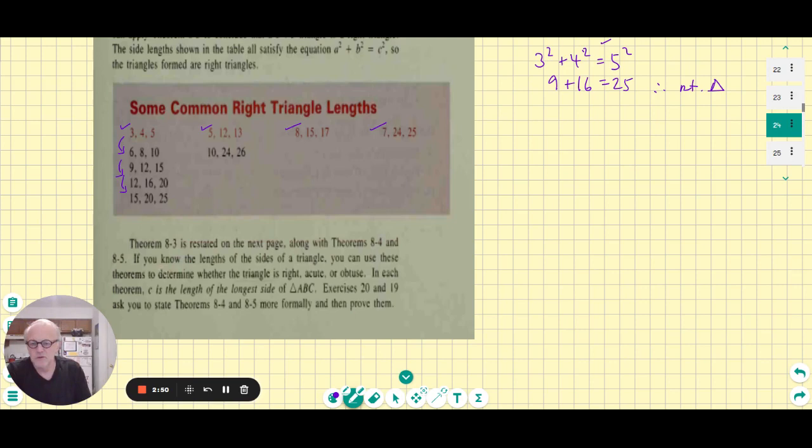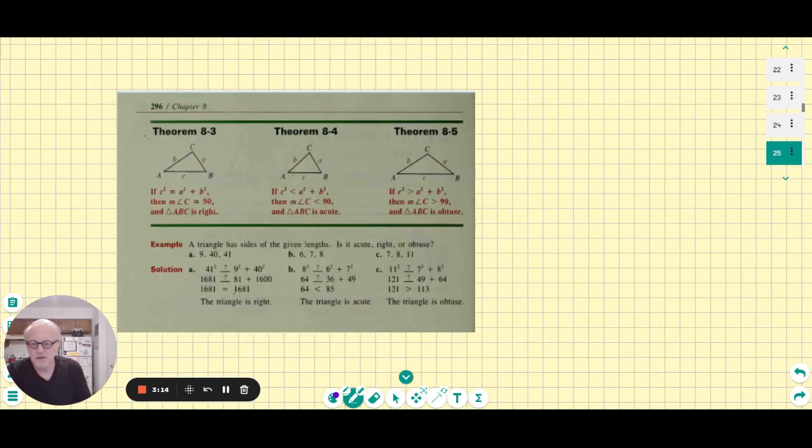Okay, so we're going to look at theorems 8-4 and 8-5 along with 8-3. If you know the lengths of the sides of a triangle, you can use these theorems to determine whether it's a right triangle, an acute triangle, or an obtuse triangle. So in each of these, the longest side of the triangle is C. In this case, if we have C squared equal to a squared plus b squared, then that means the measure of angle C is 90 and ABC is a right triangle. That's the one we've already looked at.